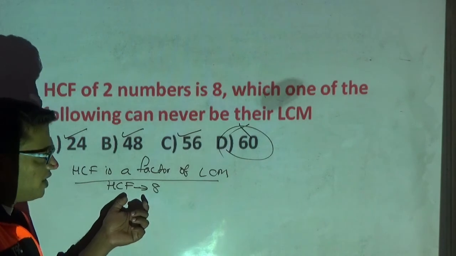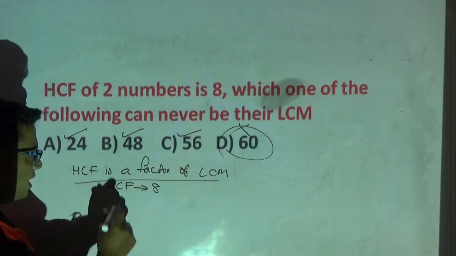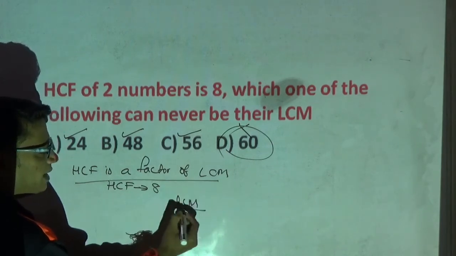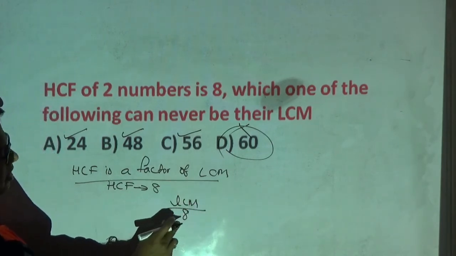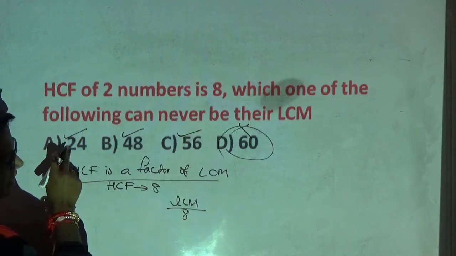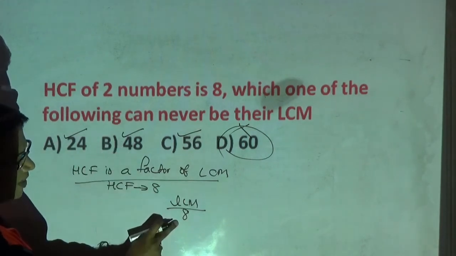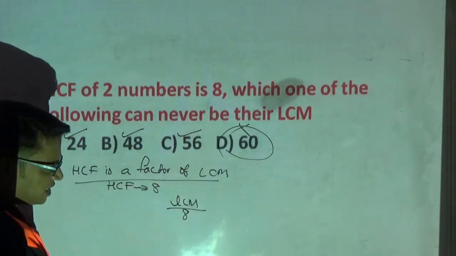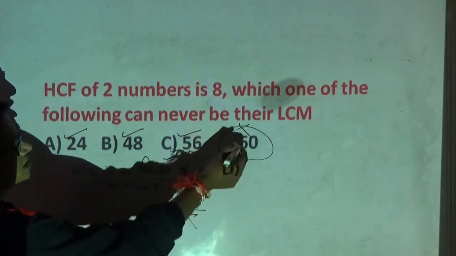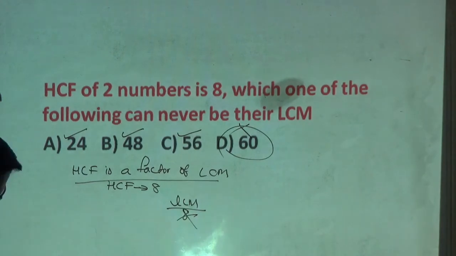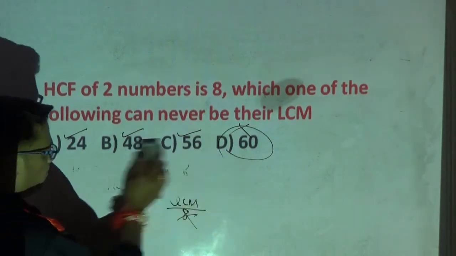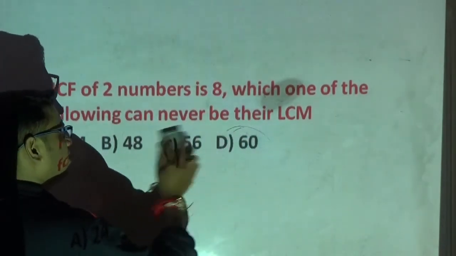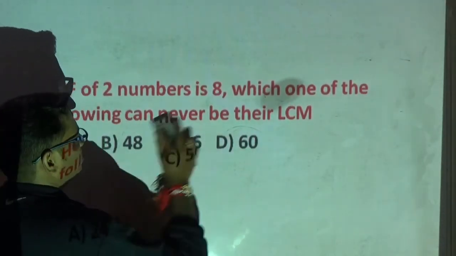HCF is a factor of your LCM. What do you mean by that? See, the LCM I can divide by HCF. If LCM is 24, I can divide, right? If LCM is 48, I can divide by 8. If LCM is 56, I can divide that. But if LCM is 60, I cannot divide by 8. Therefore, 60 cannot be your LCM. That's it. So write down, HCF is a factor of your LCM.